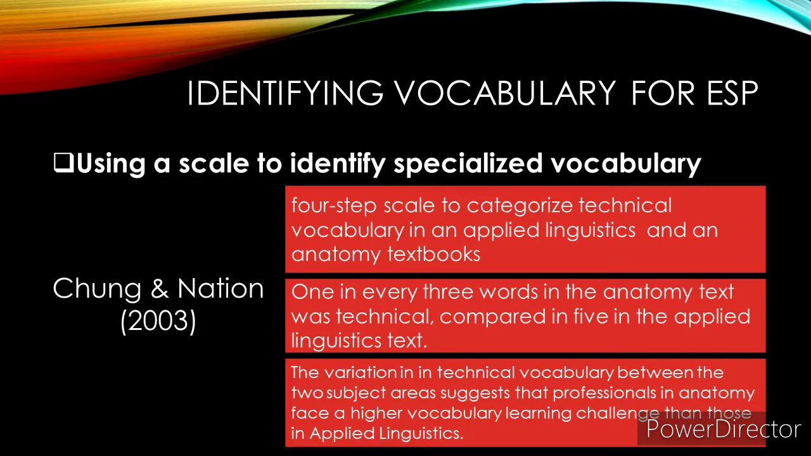In this scale, they found out that 1 in every 3 words in the anatomy text was technical, compared to 1 in 5 in the applied linguistics text. It means that the variation in technical vocabulary between the two subject areas suggests that professionals in anatomy face a higher vocabulary learning challenge than those in applied linguistics. It then suggested that the latter was more accessible for its readership than the anatomy text.